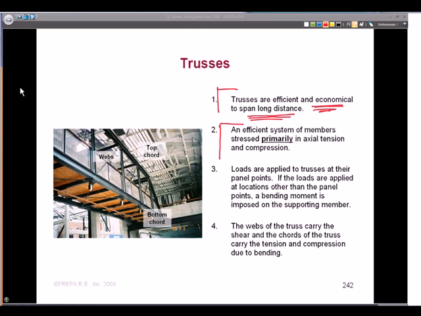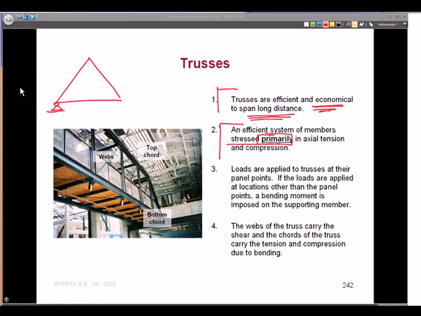Trusses are an efficient system of members stressed primarily in axial tension and compression. Okay, we want to talk about that. The key word here is primarily. When we look at the method of joints and sections, we're going to determine: is the member in tension or is it in compression? But when we talk about primarily, what we're talking about is there may be bending within the member as well.